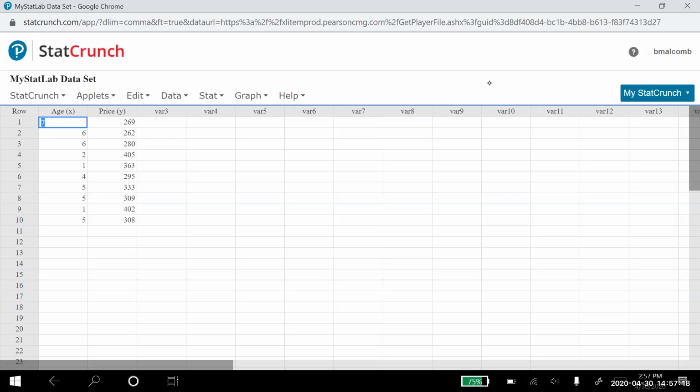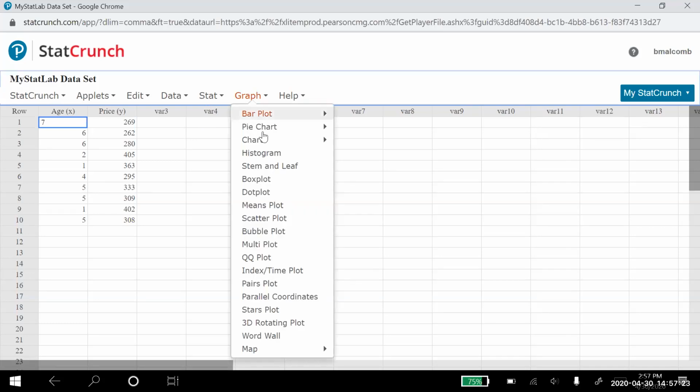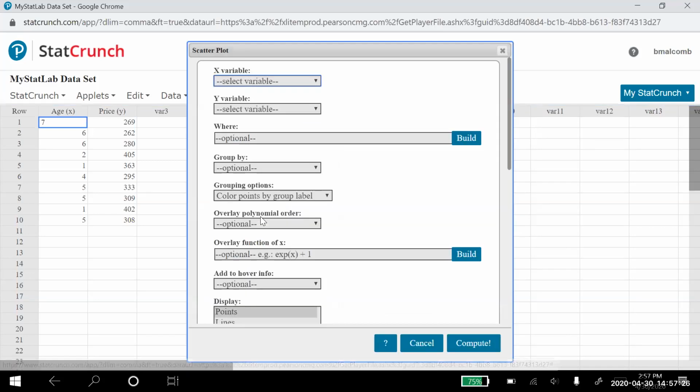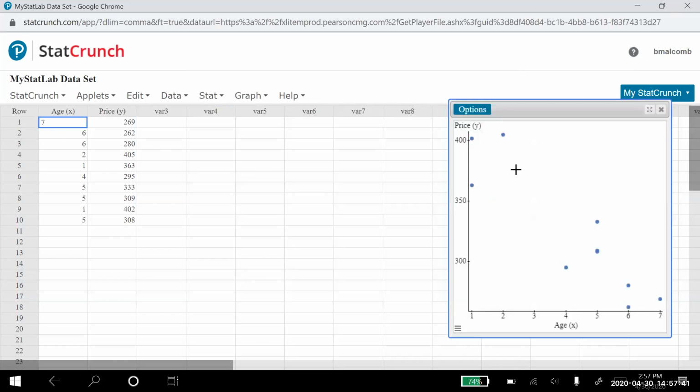But what I want to do is I want to do that scatter plot. So I go to graph and I come down and I pick scatter plot. And it asks me, well, what's the X variable? So I say, oh, the X variable is age. What's the Y variable? Oh, the Y variable is price. The rest of this is optional to draw the graph. I just click on compute. And there's my scatter plot. So that's how they created their scatter plot. We've got our own scatter plot. We don't need their scatter plot. Okay, so let me go ahead and close this down because they already drew it for us.